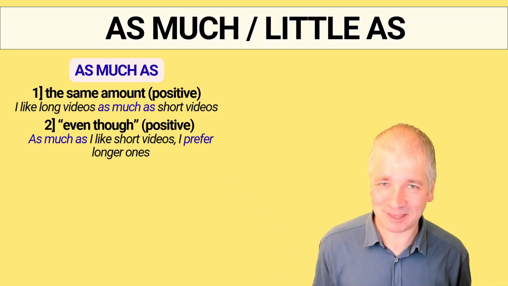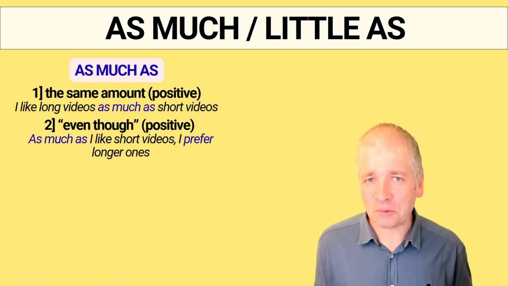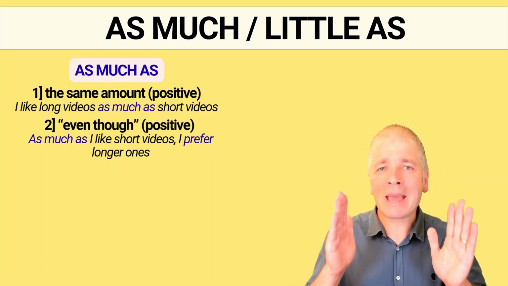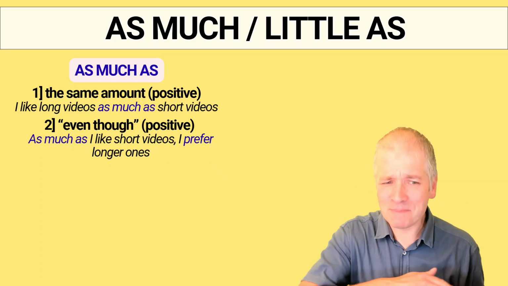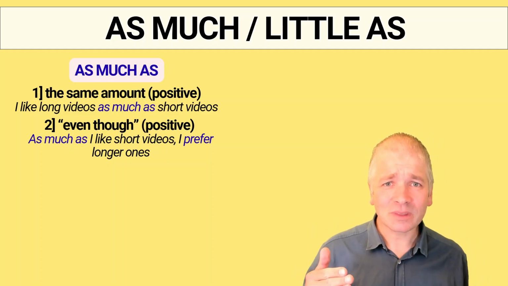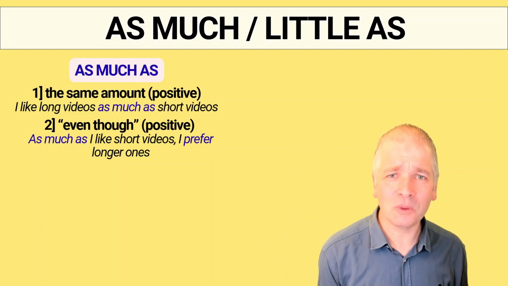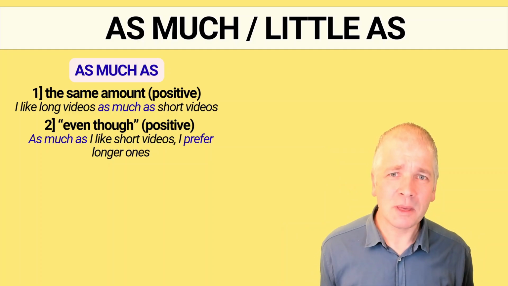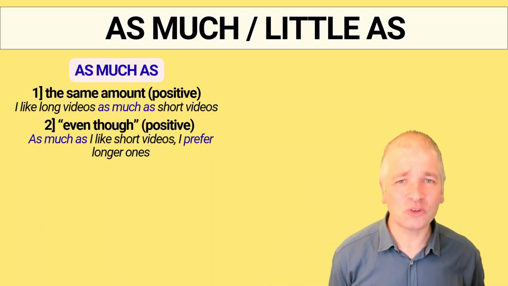The sentence works in a different way. As much as I like short videos, now here we're emphasizing a positive feeling towards what comes next. As much as I like them, then there is a difference in the second clause. In this example, I prefer longer ones means longer ones are even better for me than the shorter ones.